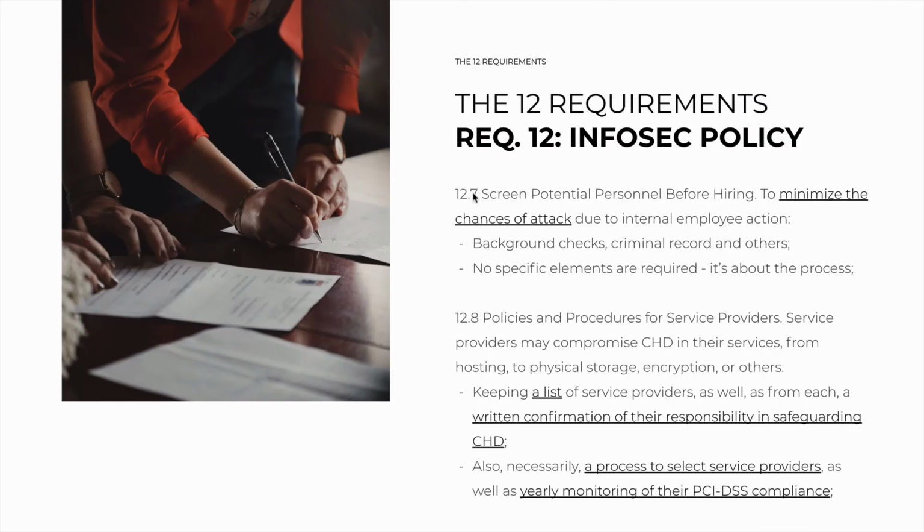Then, 12.7 is screening potential personnel before hiring them. This is just running some checks to minimize the chances of an attack due to internal employee action, hiring the wrong person. It may include background checks, criminal record checks, reference checks, and others on every person you hire. Even better would be to do these checks regularly and not only on hiring.